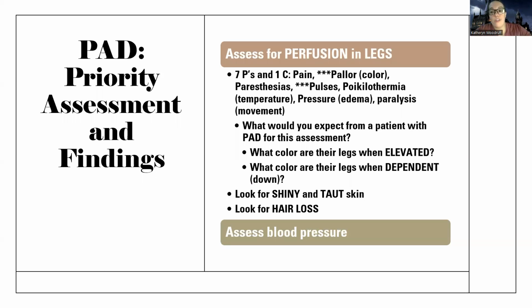We're going to talk more about neurovascular when I get into my lectures over fractures and musculoskeletal, but we really do need to start here, because the priority I'm focused on is, if I had one assessment that I could do on this patient, it would be a neurovascular assessment. And when I say neurovascular, I'm talking about the 7 Ps and 1 C.